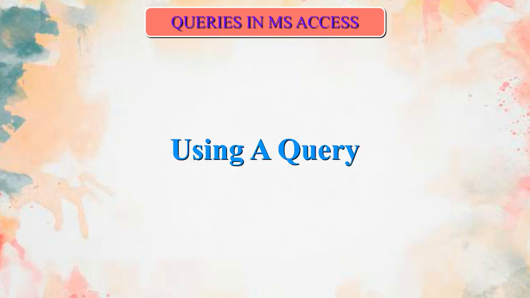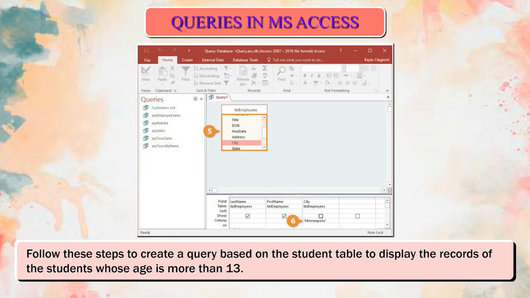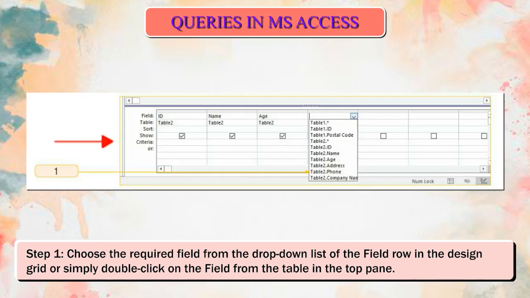Using a query. To use a query, we need to add fields, specify the criteria in the design grid and then run the query. Follow these steps to create a query based on the student table to display the records of the students whose age is more than 13. Step 1. Choose the required field from the drop-down list of the field row in the design grid or simply double-click on the field from the table in the top pane.